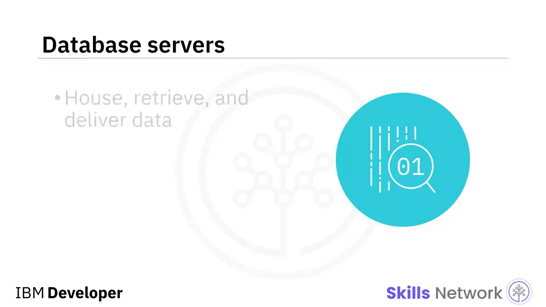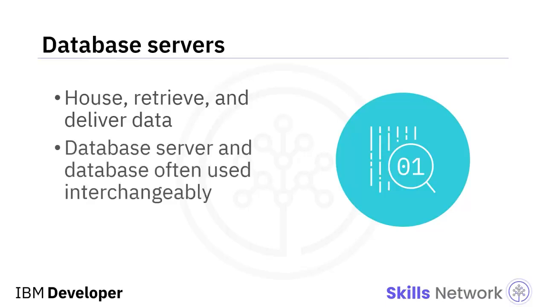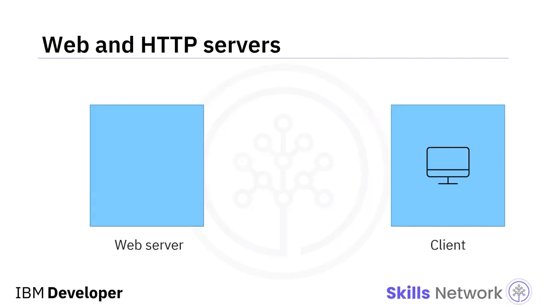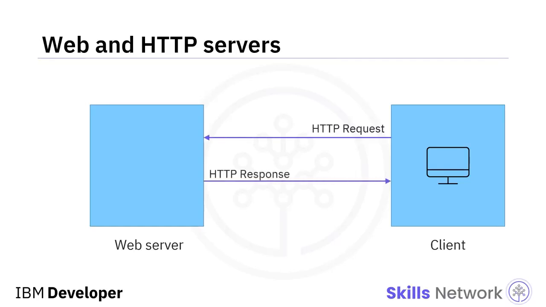The database server is the machine and the application that houses, retrieves, and delivers data. The terms database server and database are often used interchangeably. Web servers ensure client requests are responded to, often using Hypertext Transfer Protocol, or HTTP for short. An HTTP server is part of the software running on a web server. The software part of a web server is what controls how a user accesses files hosted on the server.